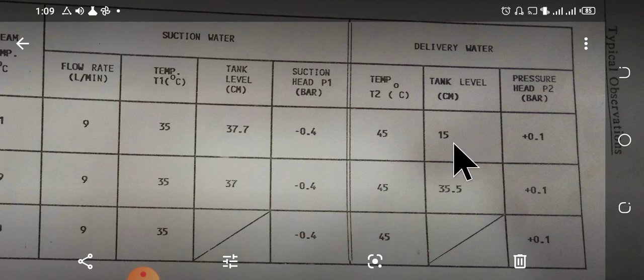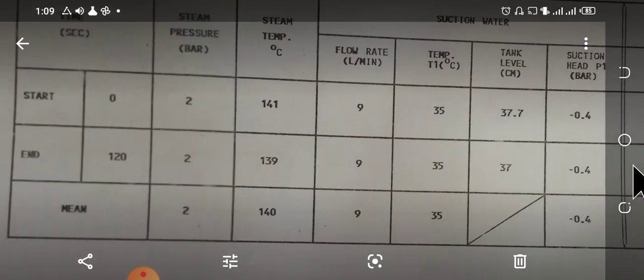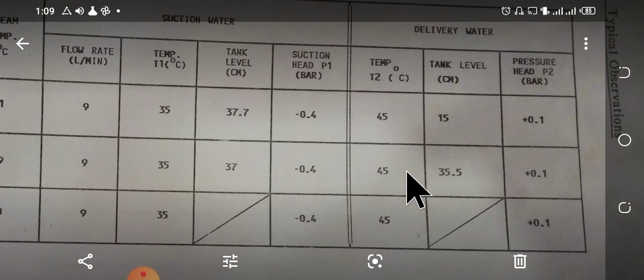Now for the tank 2 level, at first we have a level at 15 seconds, and after 120 seconds, like 2 minutes, we have a level of like 35, about the same level as compared to tank 1. And the discharge pressure has a value of 0.1 bar. We also have 0.1 bar or 0.4 bar. You will see the video and observation columns.